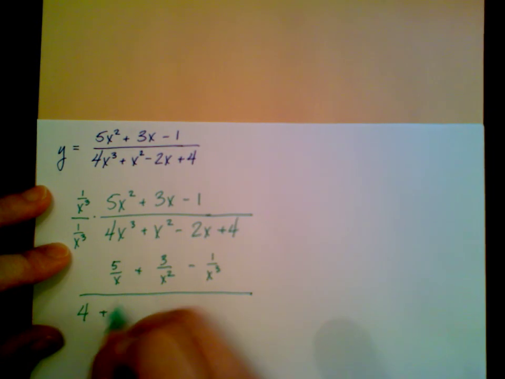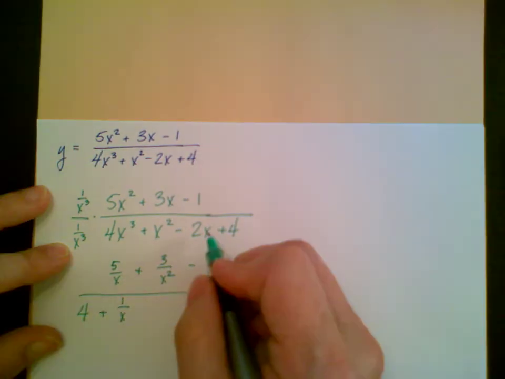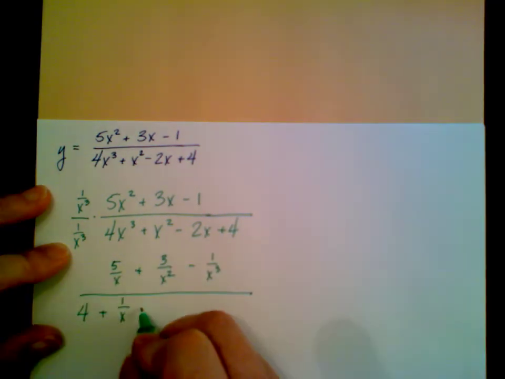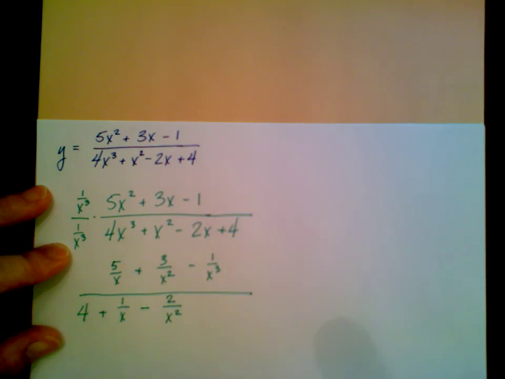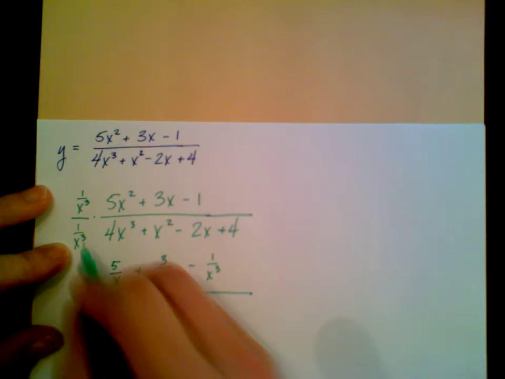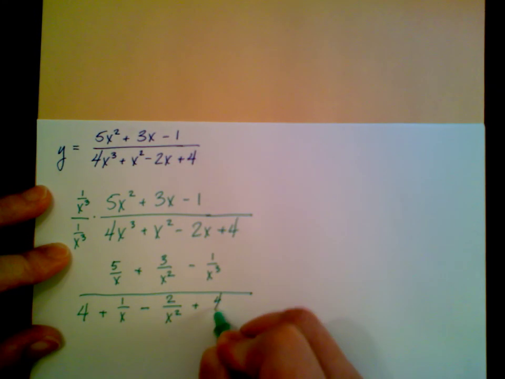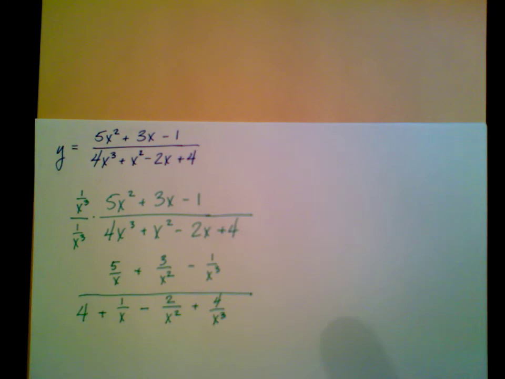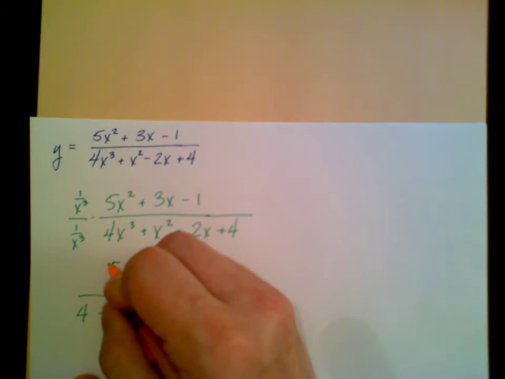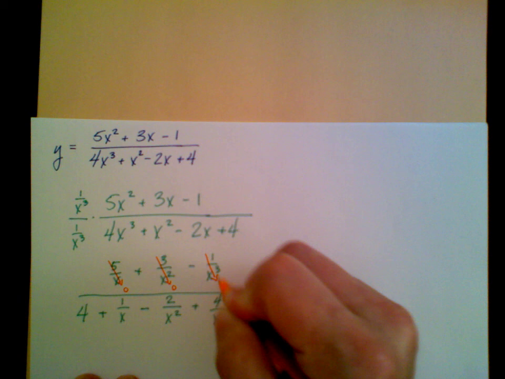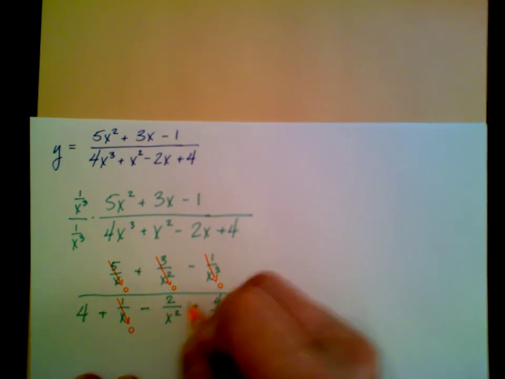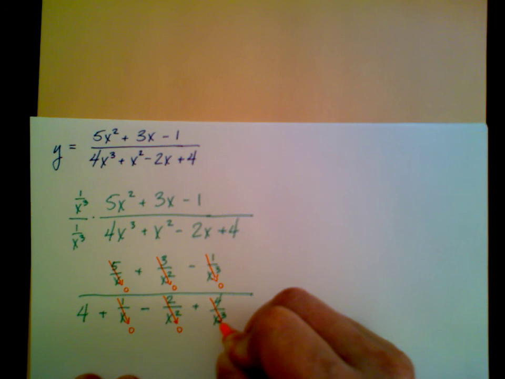Plus x squared over x cubed reduces to 1 over x. 2x over x cubed will give me 2 over x squared. And 4 times 1 over x cubed will give me 4 over x cubed. So now I'm going to cancel anything that goes to 0, and I'm going to indicate that. So that goes to 0, this goes to 0. Anything that is a number over any power of x goes to 0.